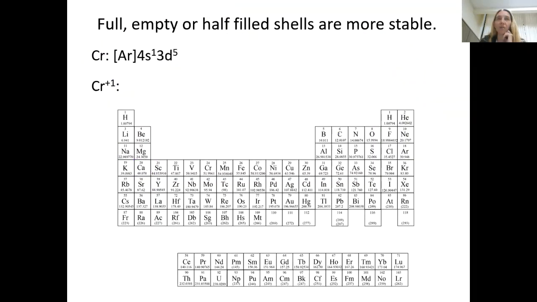Okay, so let's look at this one right here. So we have chromium with argon 4s2 3d5. Okay, and what happens if we take and lose 1 electron? And so the best way to do this, I'm going to draw these out. I guess I should start at the beginning of this.